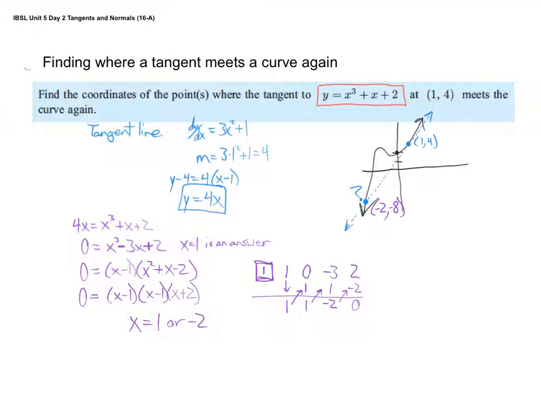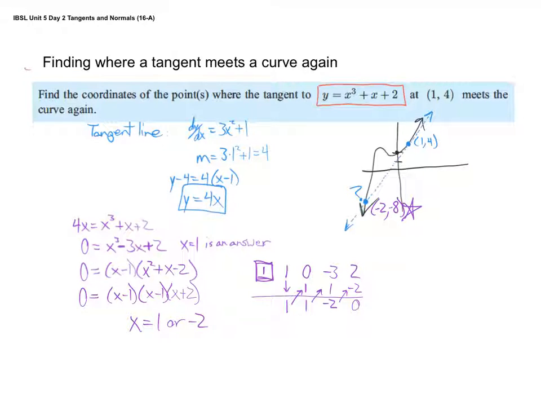Negative 8 minus 2 is negative 10, plus 2 is negative 8. We get the same thing whether we plug it into the line or the original function. But that right there is the point that we're looking for, negative 2, negative 8. That's the location where our tangent line will meet the curve again. Okay?